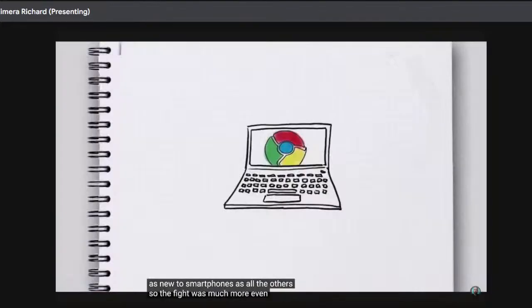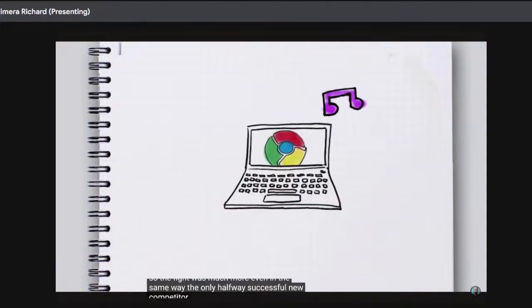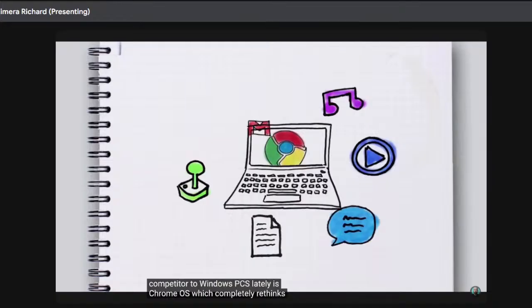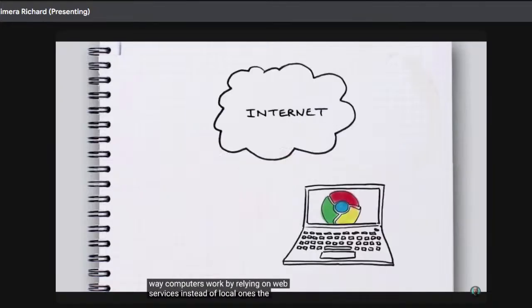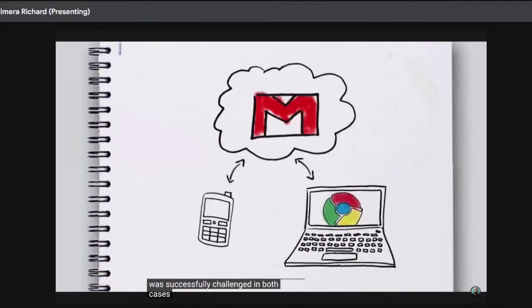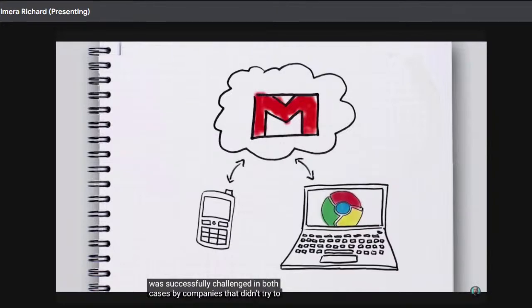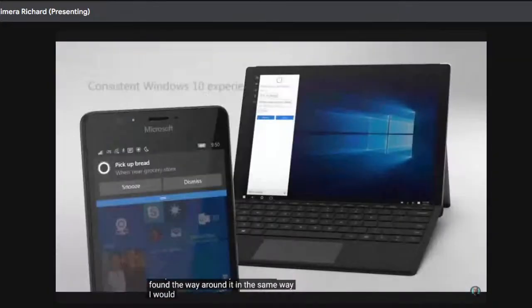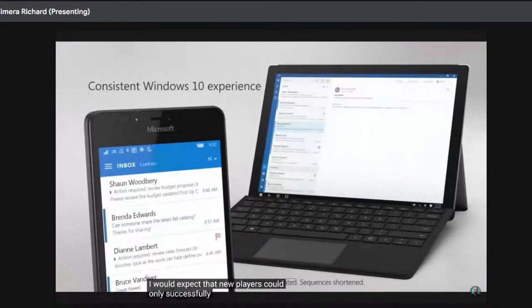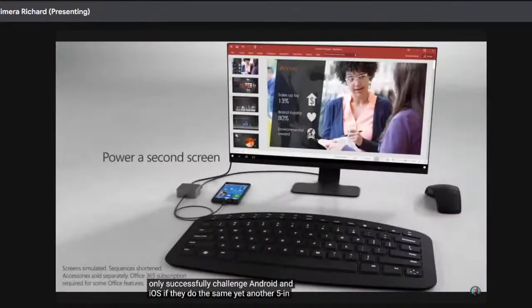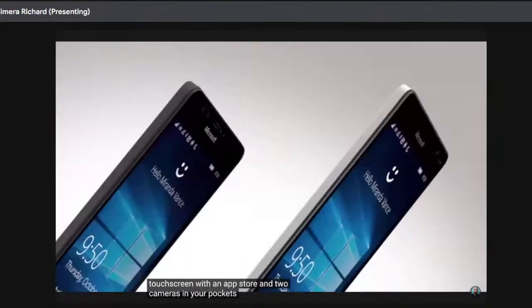In the same way, the only halfway successful new competitor to Windows PCs lately is Chrome OS, which completely rethinks the way computers work by relying on web services instead of local ones. The undefeatable behemoth that was Windows was successfully challenged in both cases by companies that didn't try to compete with it directly, but instead found a way around it. In the same way, I would expect that new players could only successfully challenge Android and iOS if they do the same. Yet another 5-inch touchscreen with an app store and 2 cameras in your pocket just won't do.